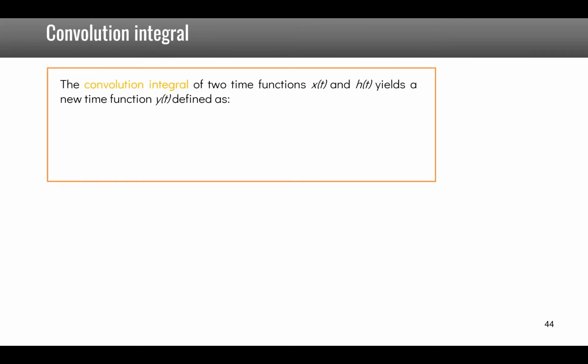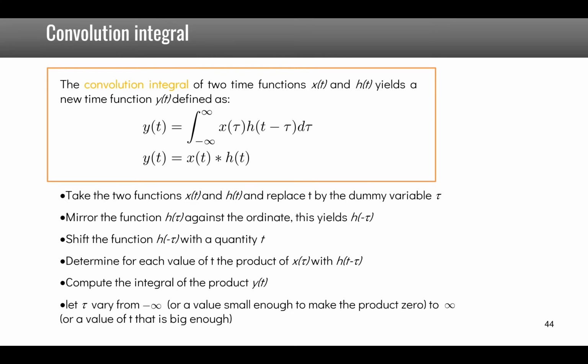So what is a convolution integral? The convolution integral of two time functions, x of t and h of t, yields a new function, y of t, which is given by this integral and noted with an asterisk. So in practice, you take two functions, x and h, and replace t by tau.